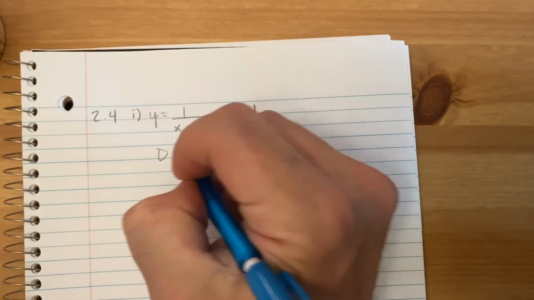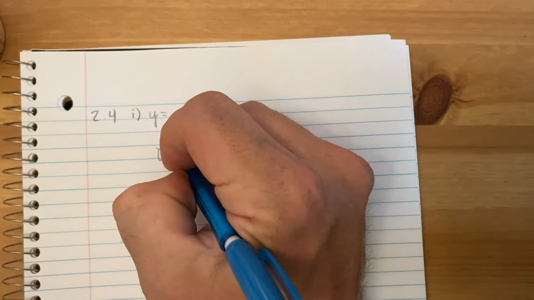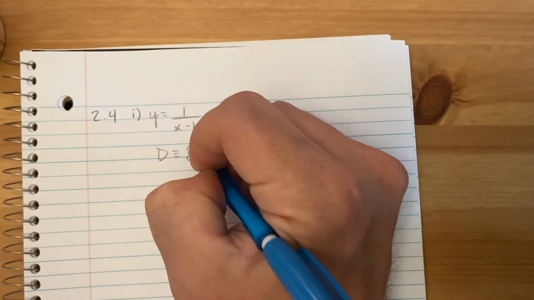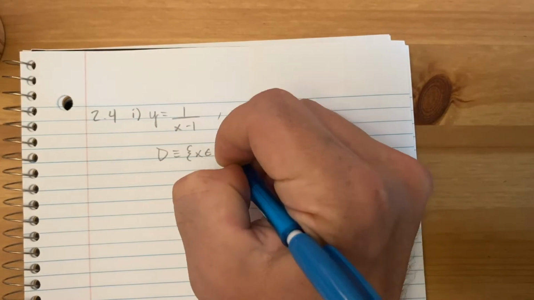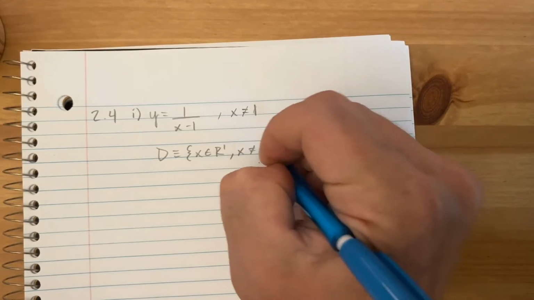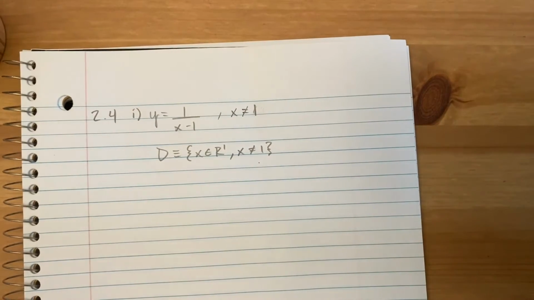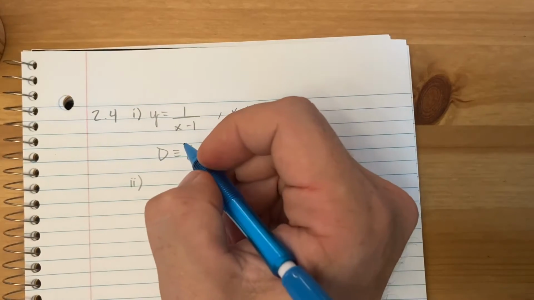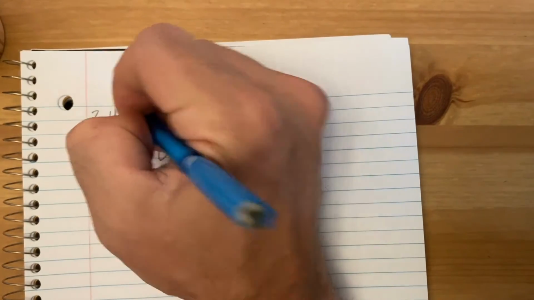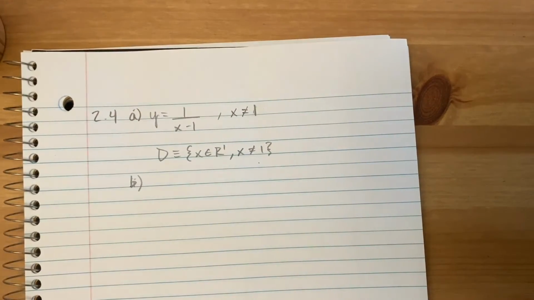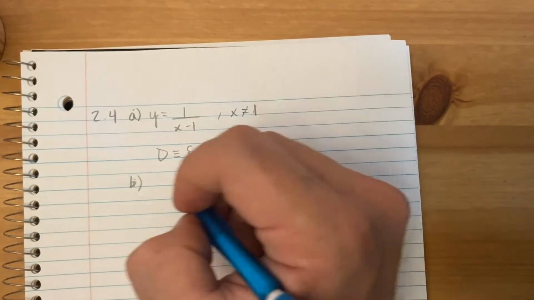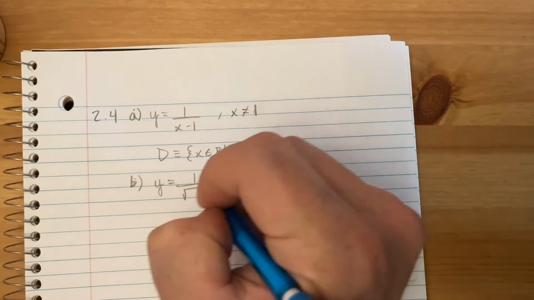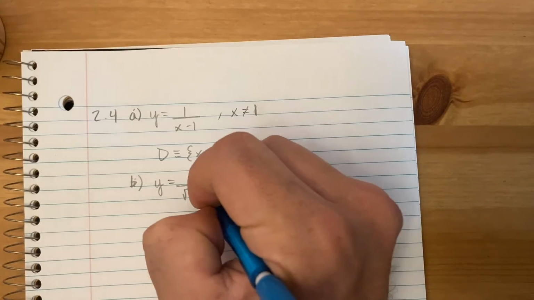So the domain in this case is defined as the set of x's that are elements of the set of real numbers such that x does not equal 1. All right, so there's the domain of that one. The second equation is, well, I guess they're lettering these, so this is A and this is B. The second equation, B, is y equals 1 over the square root of x minus 1.